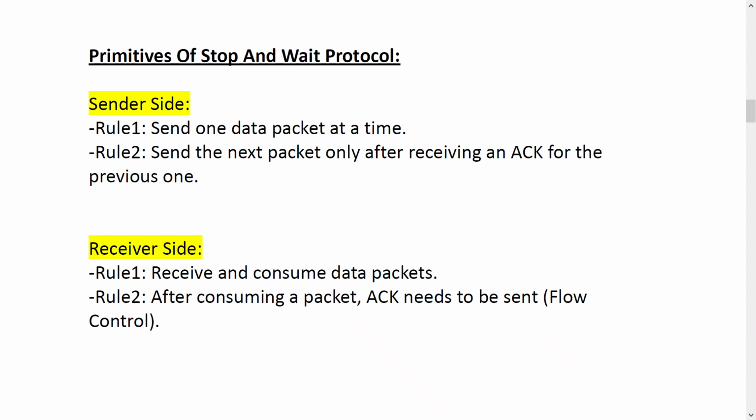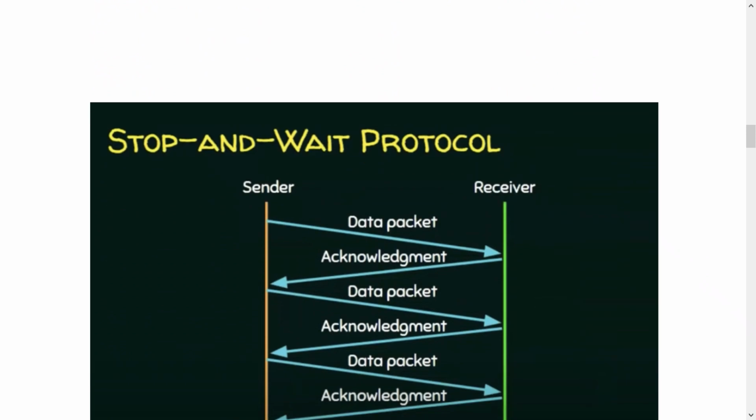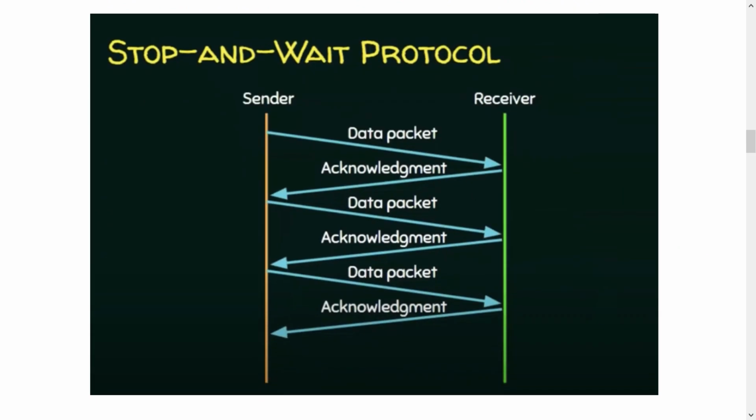On the receiver side, the receiver's job is to receive and consume data packets. After consuming a packet, the receiver has to send an ACK to the transmitter, and we call this process flow control. Once the receiver sends an ACK, the transmitter understands that the packet was received successfully and decoded to the upper layers, and now it can transmit the next packet. So how does the procedure work? You have the sender on the left-hand side and the receiver on the right-hand side. It sends a data packet and then waits for an acknowledgement. Once it receives the acknowledgement, it sends a new data packet, and so on.